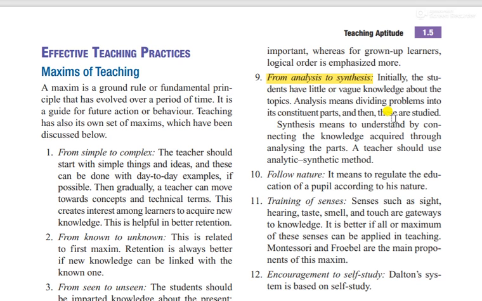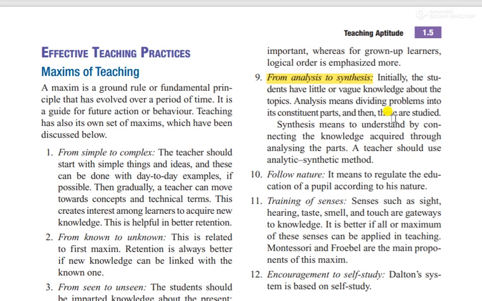For example, we are teaching about the rectangle, the area of the rectangle. In analysis, we discuss what is length, what is breadth, what is a rectangle, how it differs from the square, and what the formula is for finding the area. You have a topic, and you fragment it, dividing it into constituent parts, and these parts are discussed. This is very important.